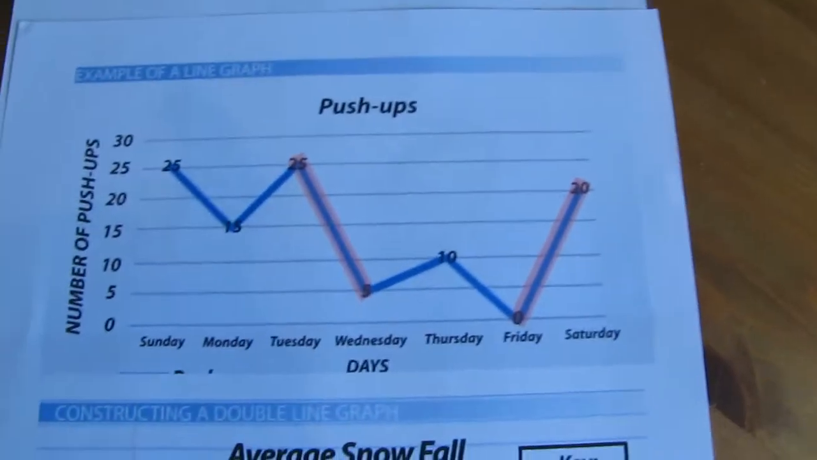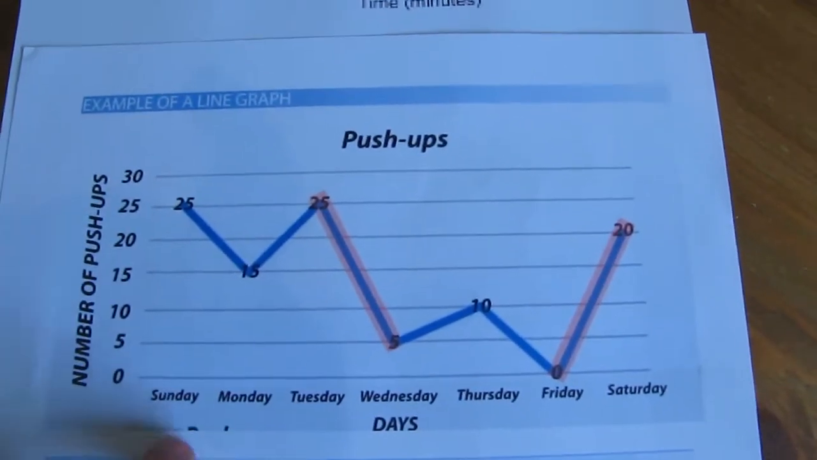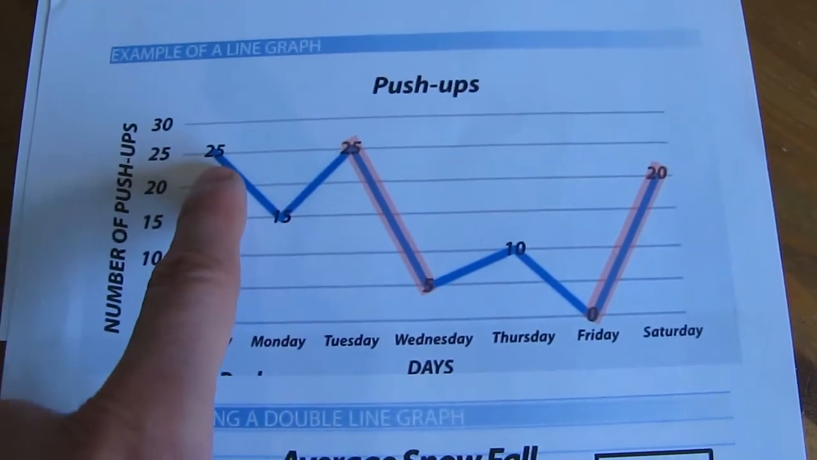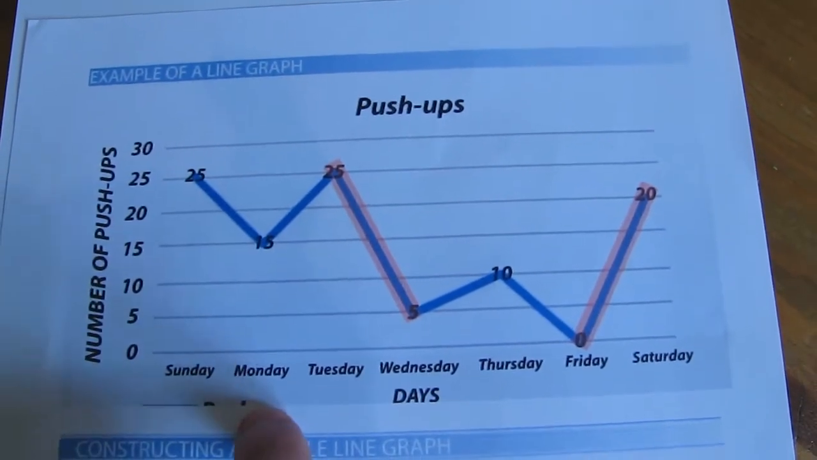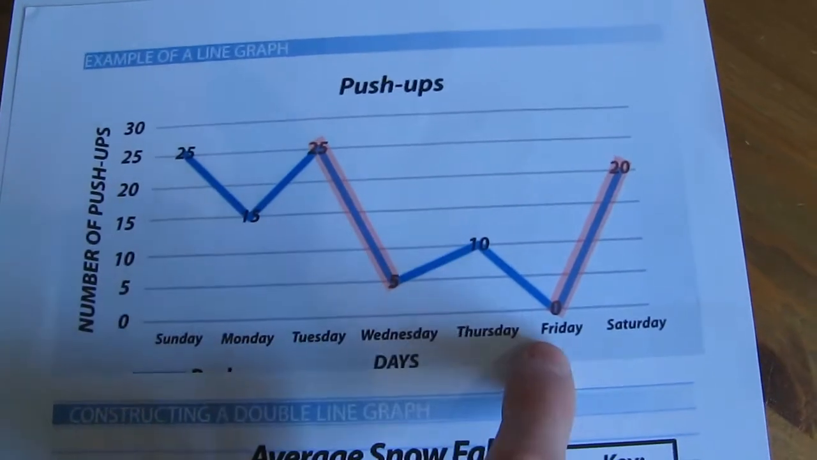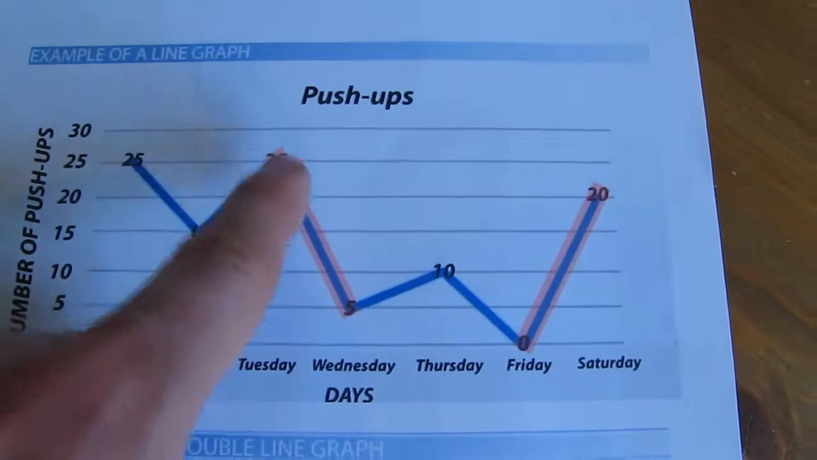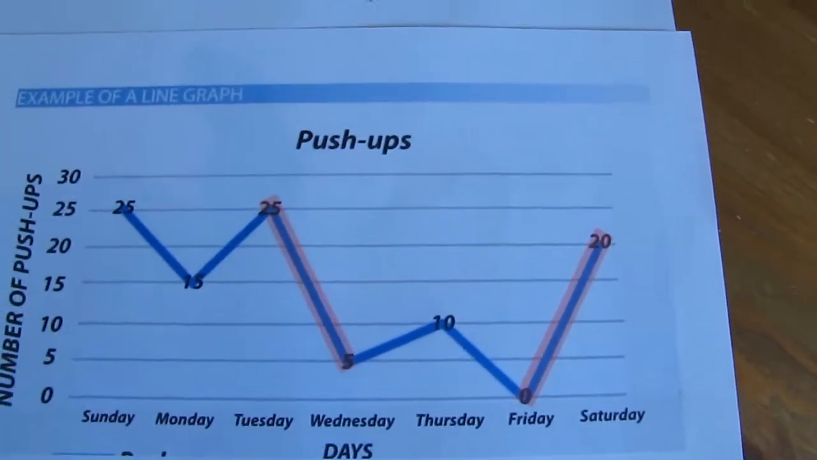Here's another example of somebody doing some push-ups. So again, we've got time on the bottom here. So on Sunday they did 25 push-ups, then they did 15 on Monday, etc, etc. And they were lazy bones on the Friday because they did no push-ups. And you can see how line graphs are great because you can see your progress over a certain amount of time.